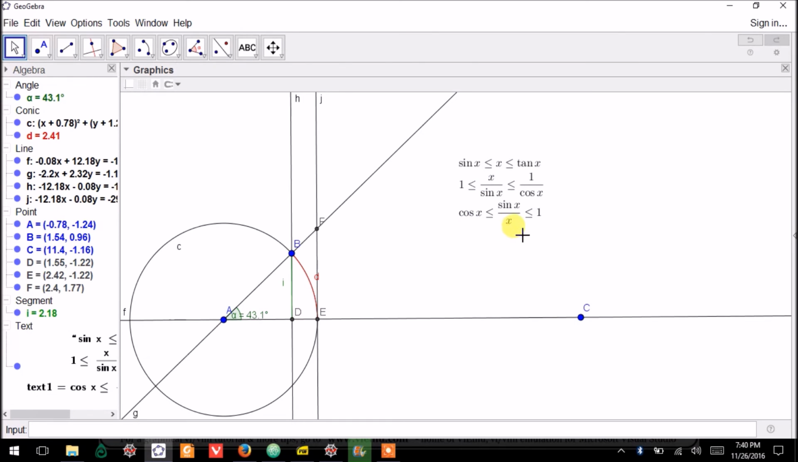And now we apply squeeze theorem. As x goes to 0 on the left, this goes to 1. This just always stays at 1. So this is squeezed in between and goes to 1 as x goes to 0.